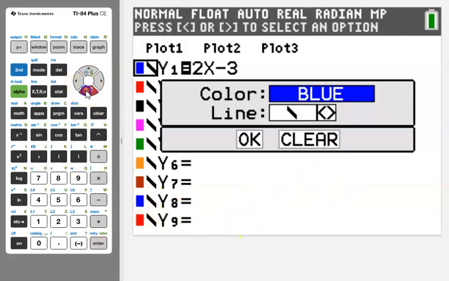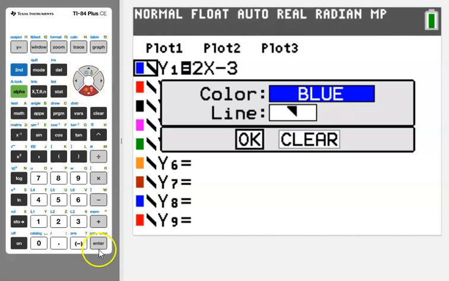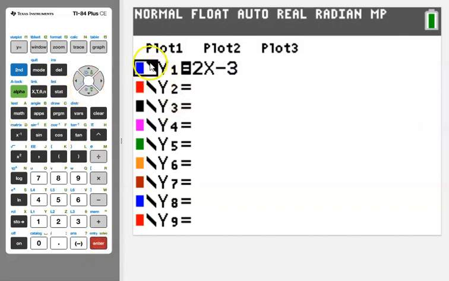Go ahead and arrow down to line and arrow to the right. Now this first symbol here is a triangle pointing up and right. It looks sort of like a greater than sign if you look at it sideways a little. So this is the shape we're going to use for all greater than or equal to symbols. Arrow down to OK and press enter to set that. So now you see that symbol instead of what was there before, which was a bold line.